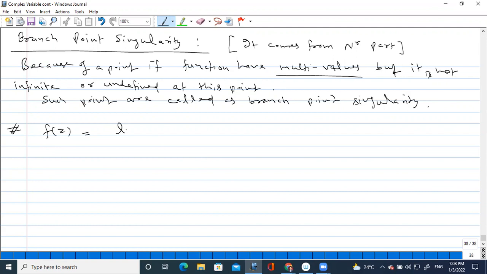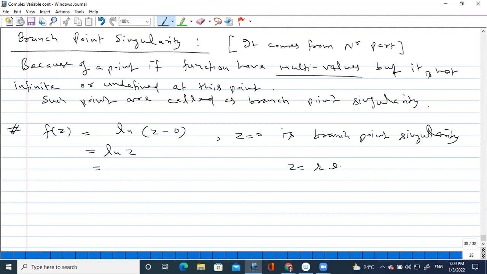We can see one example. Suppose a function is ln z minus 0. Actually, it is ln z only. I am writing it ln z minus 0. So here z equal to 0 is the singularity or branch point singularity. And if I solve it, it is ln z, and z is what? z equal to r e to the power i theta. So you can put that value. ln of r e to the power i theta. So it will become this e to the power i theta.